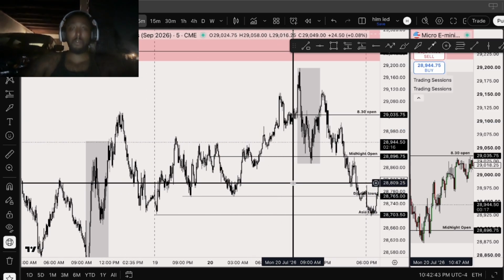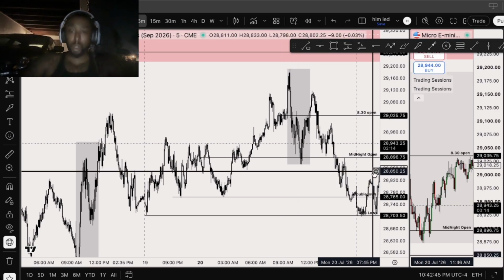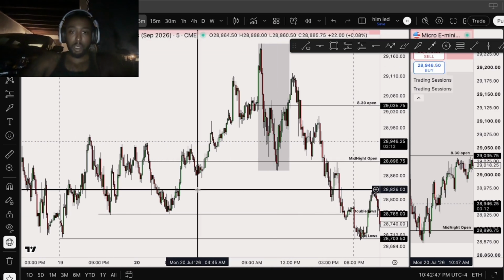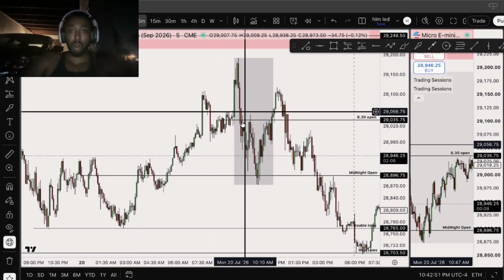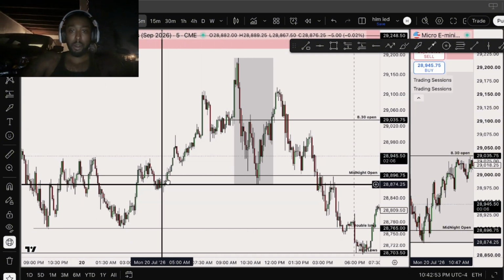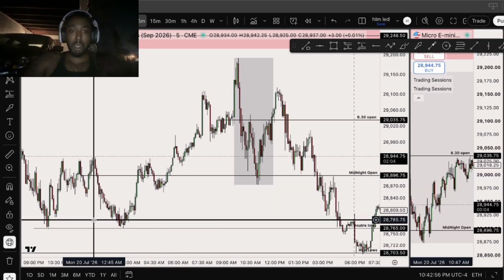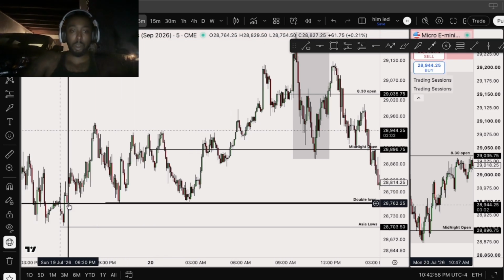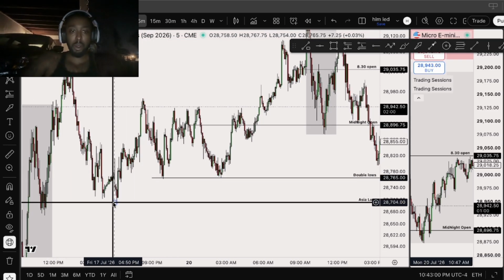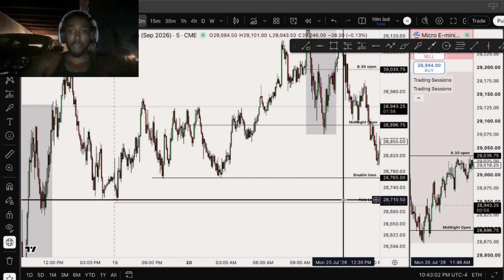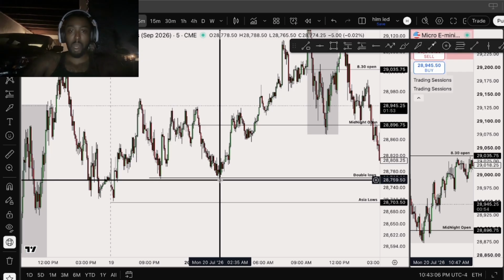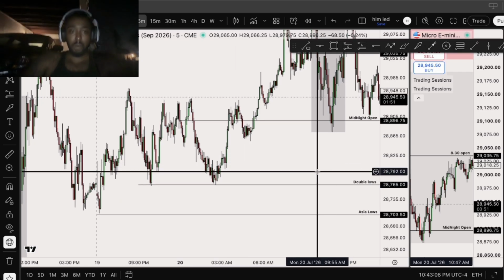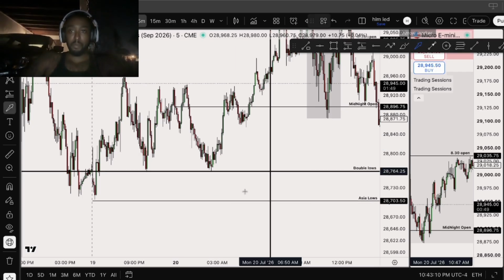So the first thing I look for is key session liquidity. The first key session liquidity I'm looking for, because I'm trading New York, so we had London and we had Asia. So we got Asia lows. Asia lows are right here. You see how it has not been swept out yet. So this is a target for me. This is a good liquidity zone, and we have two equal lows.